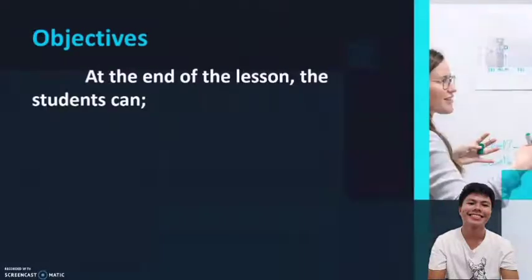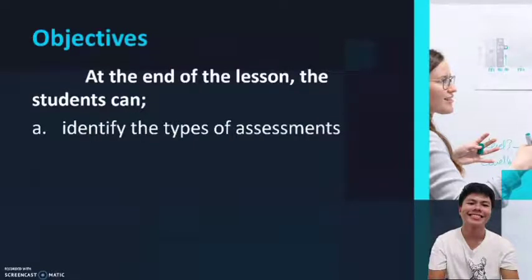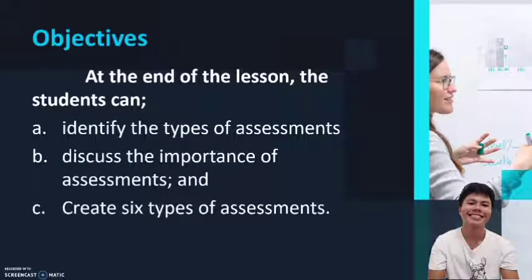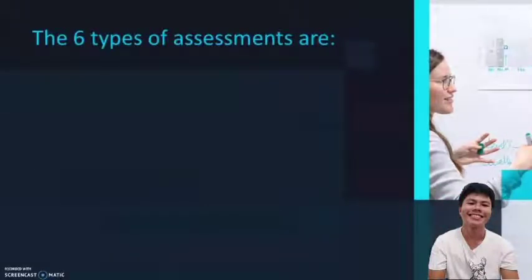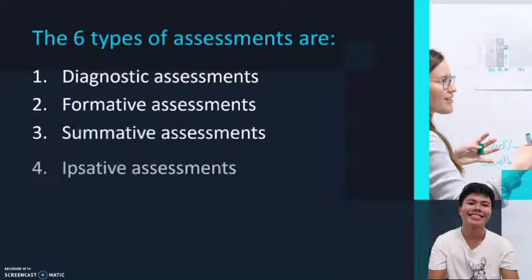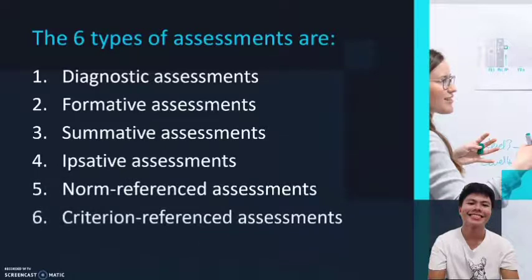Now, the objectives for this discussion will be, at the end of the lesson, the students can identify the types of assessment, discuss the importance of assessments, and create 6 types of assessment. What are these 6 types of assessments? They are diagnostic assessments, formative assessments, summative assessments, ipsative assessments, norm reference assessments, and the criterion reference assessments.